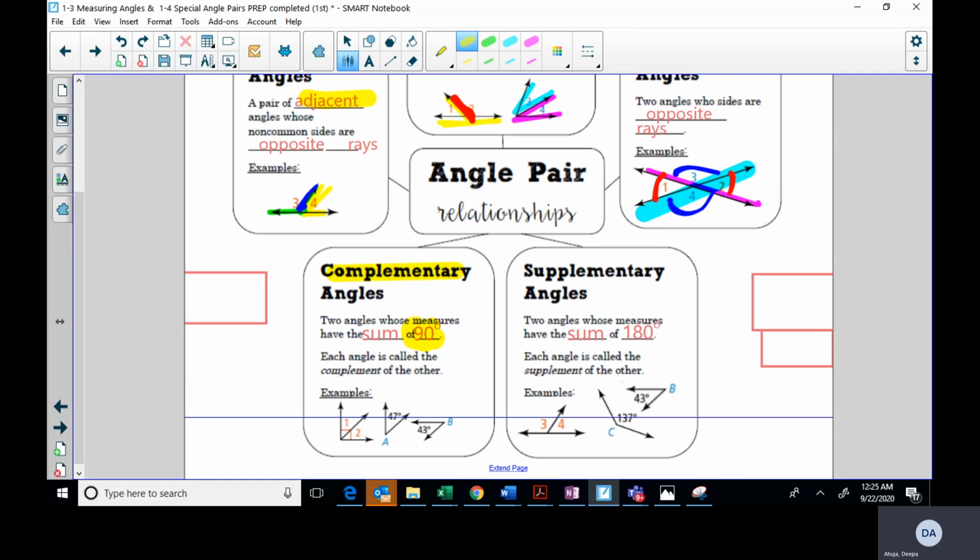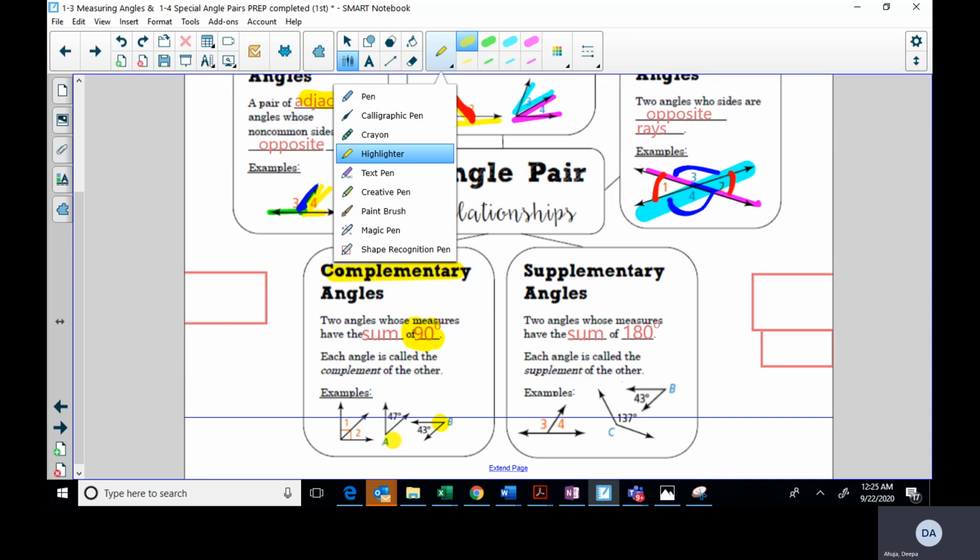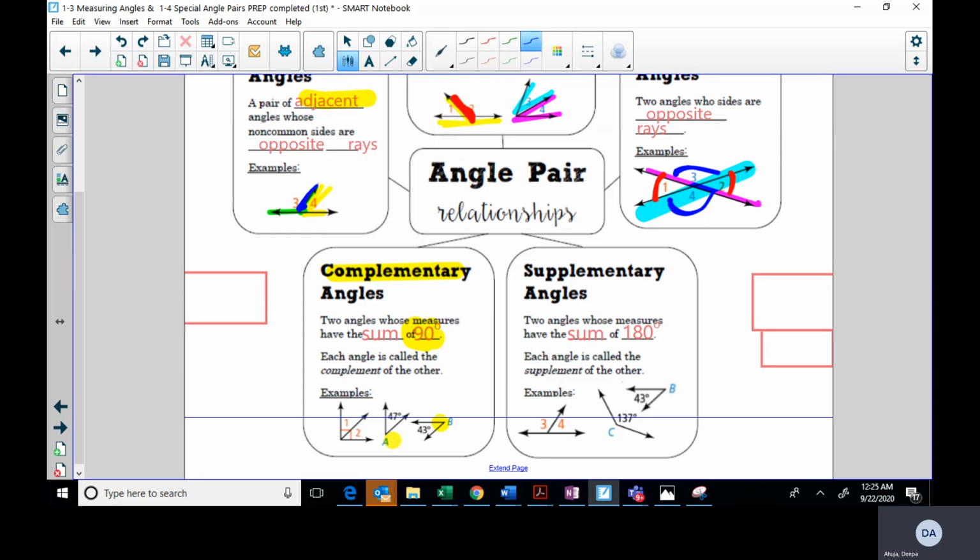So here are the examples. 47 plus 43, together will make what? Will that make 90? 47 plus 43? Yes, it will make 90. So yes, they are complementary angles. Both the angles are complements of each other. If you add them, you should get 90 degrees.